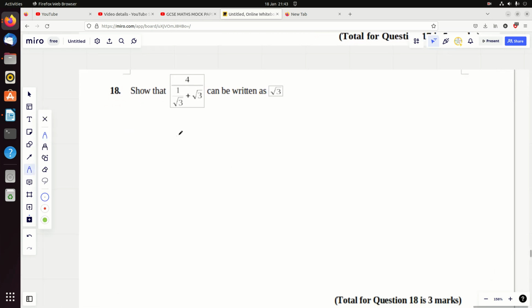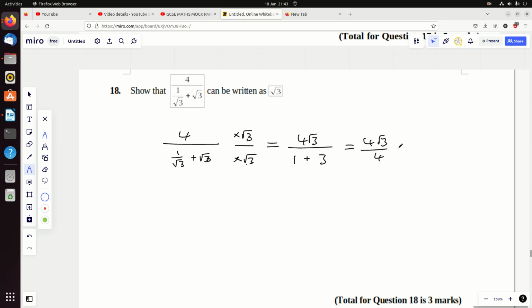Okay, this one, we need to rationalize basically a lot of stuff. Now, whenever I see a fraction within a fraction anyway, the first thing I want to do is get rid of the fraction within a fraction. So the first thing I'm going to do is times by root 3, top and bottom. Yeah, that's going to give me 4 root 3 over, now root 3 times 1 over root 3 is just 1, and root 3 times root 3 is just 3. So I've got 4 root 3 over 4, and that is the same as root 3, and it's done.